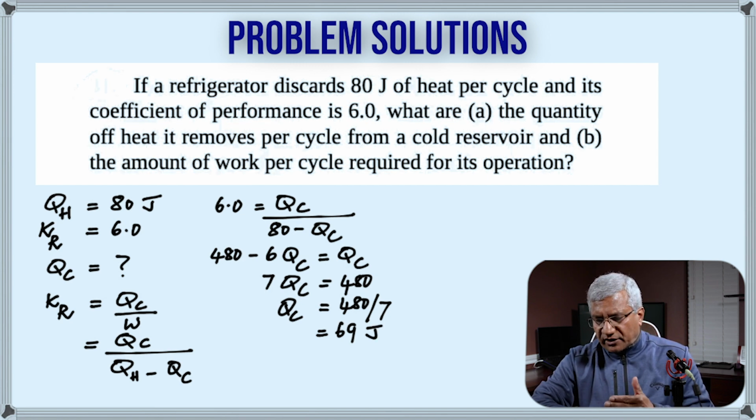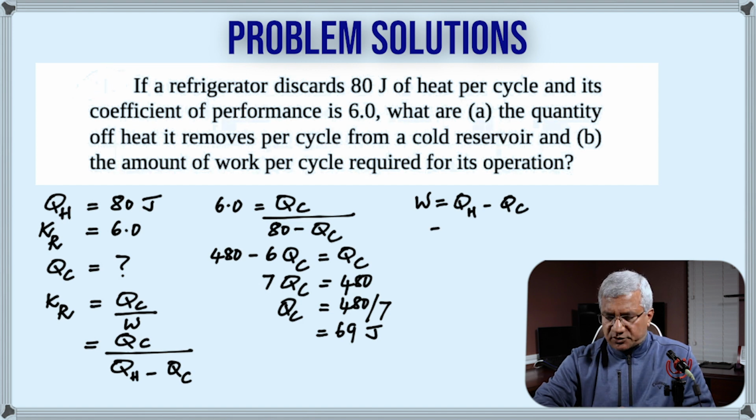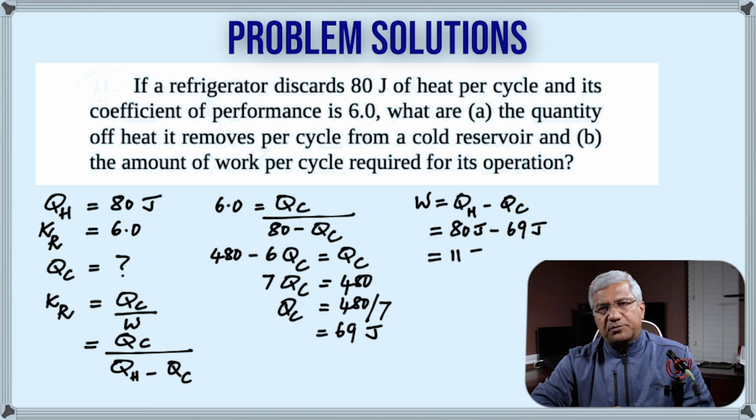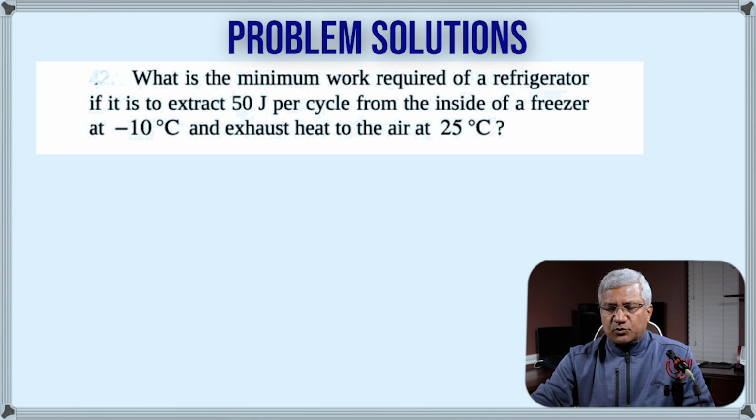So that's QC. And in the B part, find the amount of work per cycle required for its operation. Oh, work is just QH minus QC. So that is simple. We have QH as 80 joules and QC as 69. So the work done per cycle is 11 joules. All right. Here's the next one.